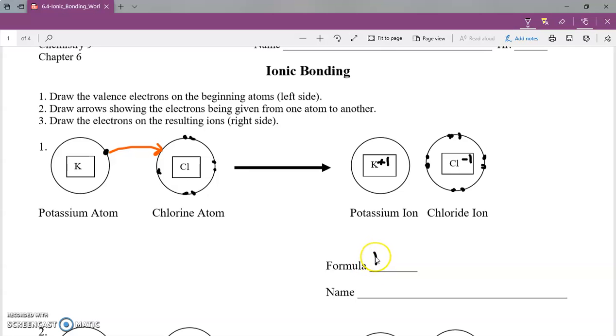Formula: KCl. You just add those two together, right? Potassium, chlorine, and since we have plus 1 and minus 1, they even out the charges, they're going to cancel out, become neutral, and now it's just KCl.